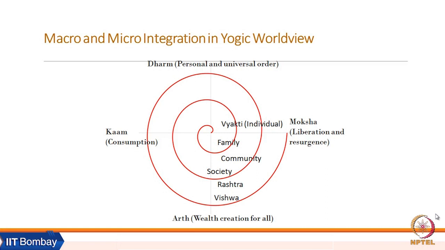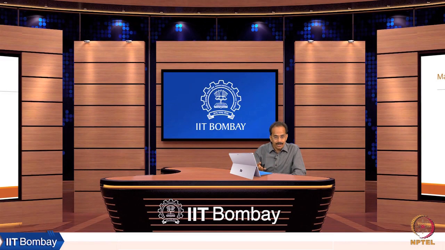None of the four is more or less important. So, that is the governing principle. The constituents of society are vyakti, the individual, family, community, society, rashtra and vishwa. These represent the integral humanism perspective. These represent how one results into the next, which results into the next.